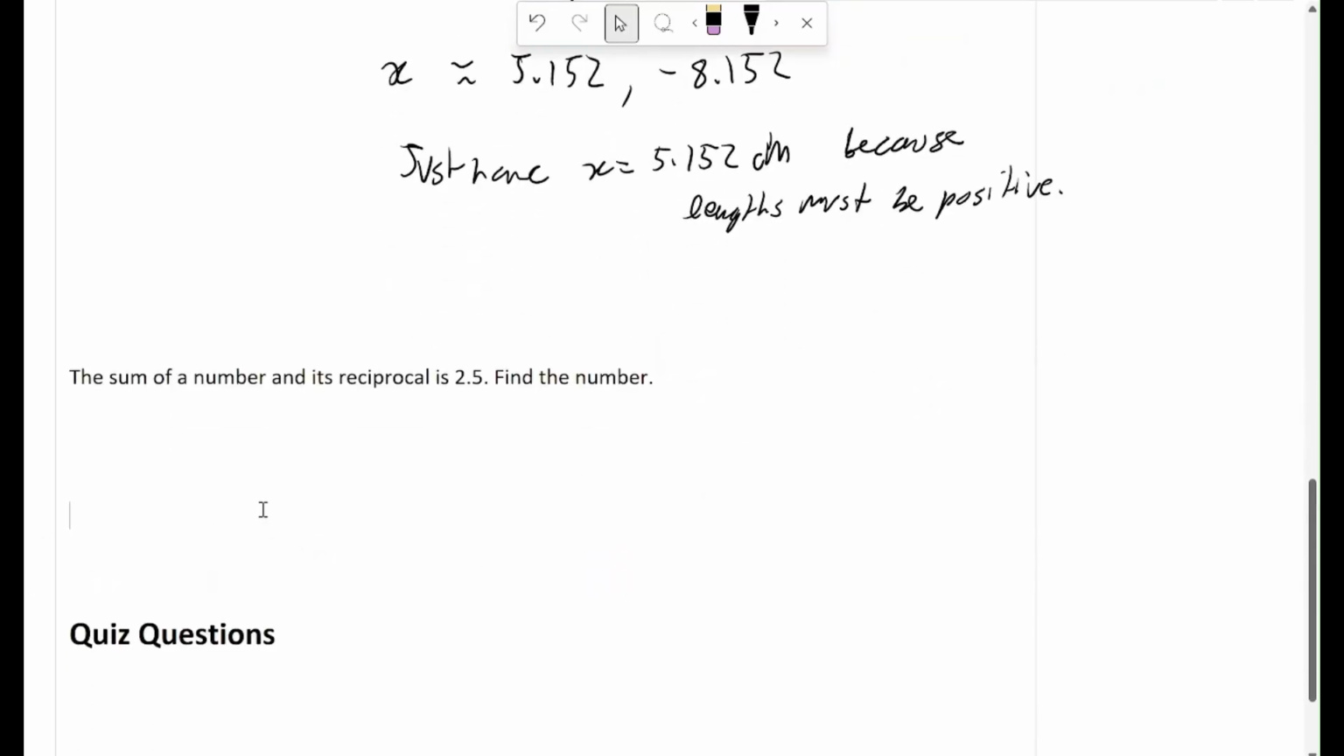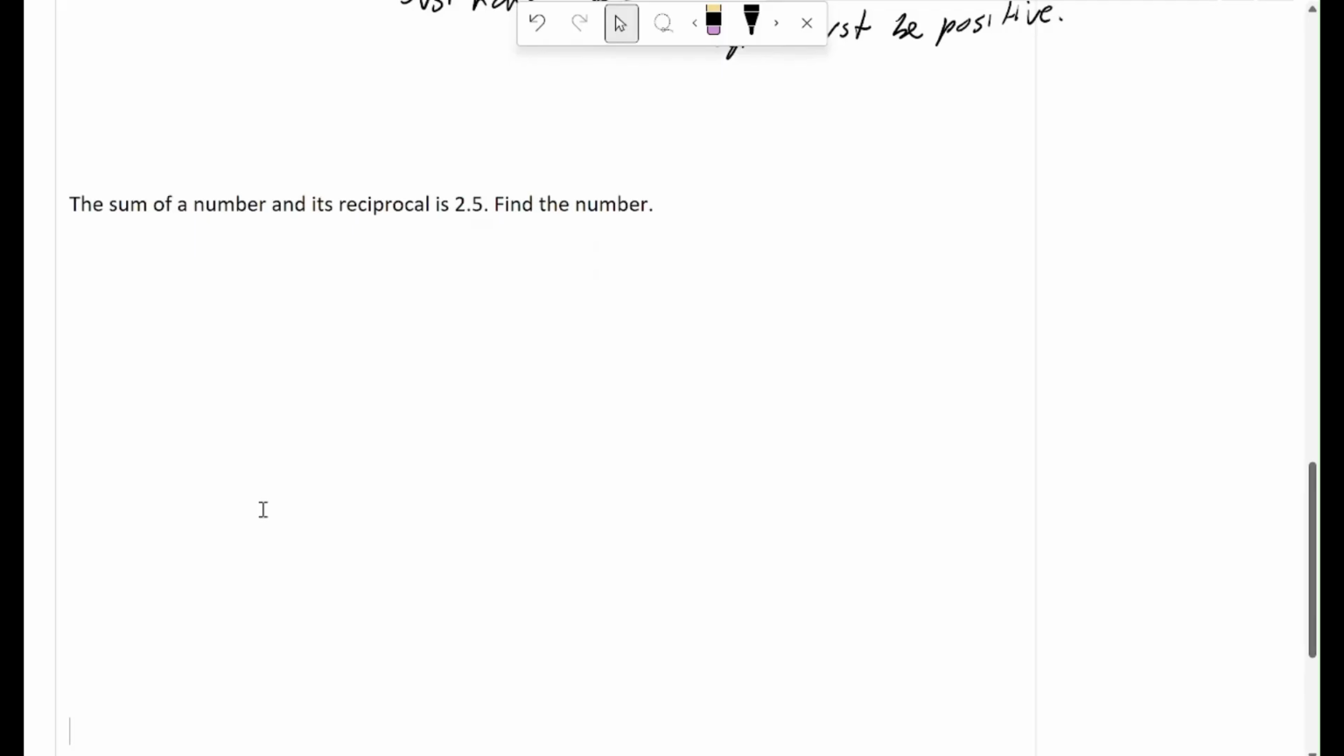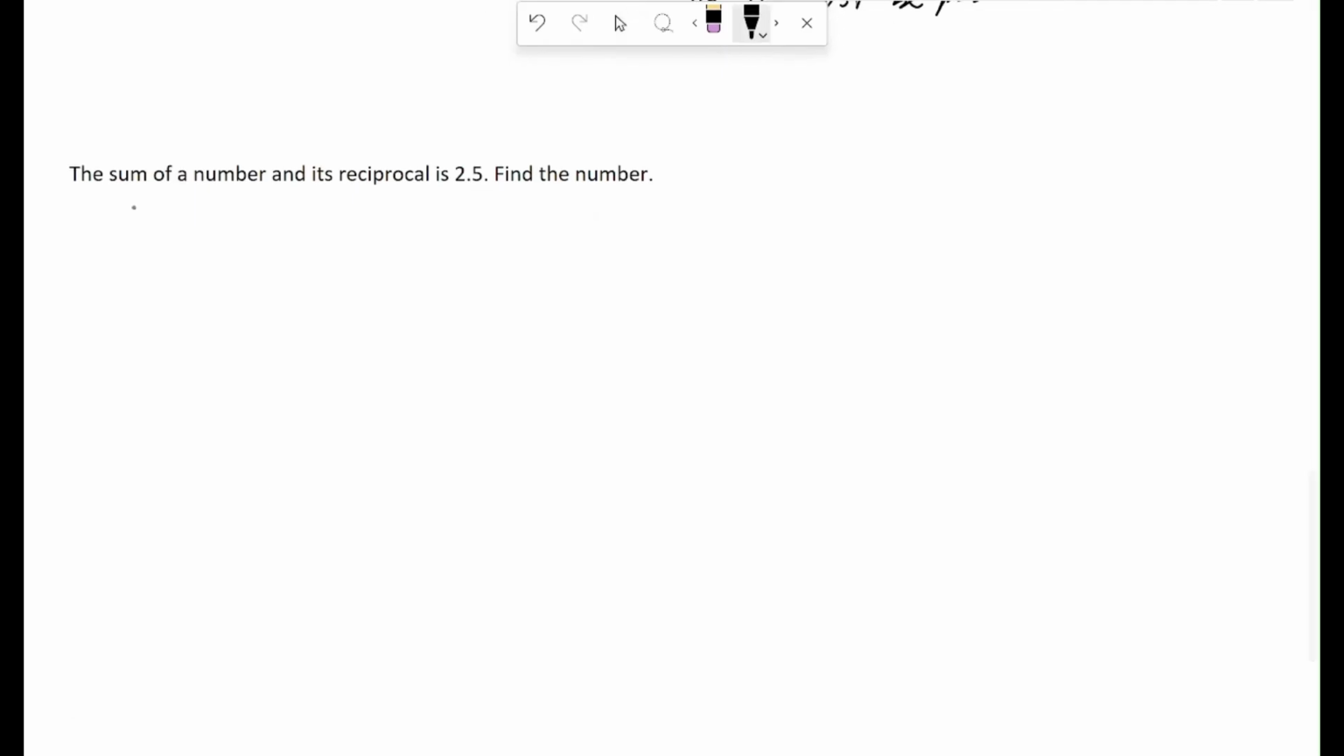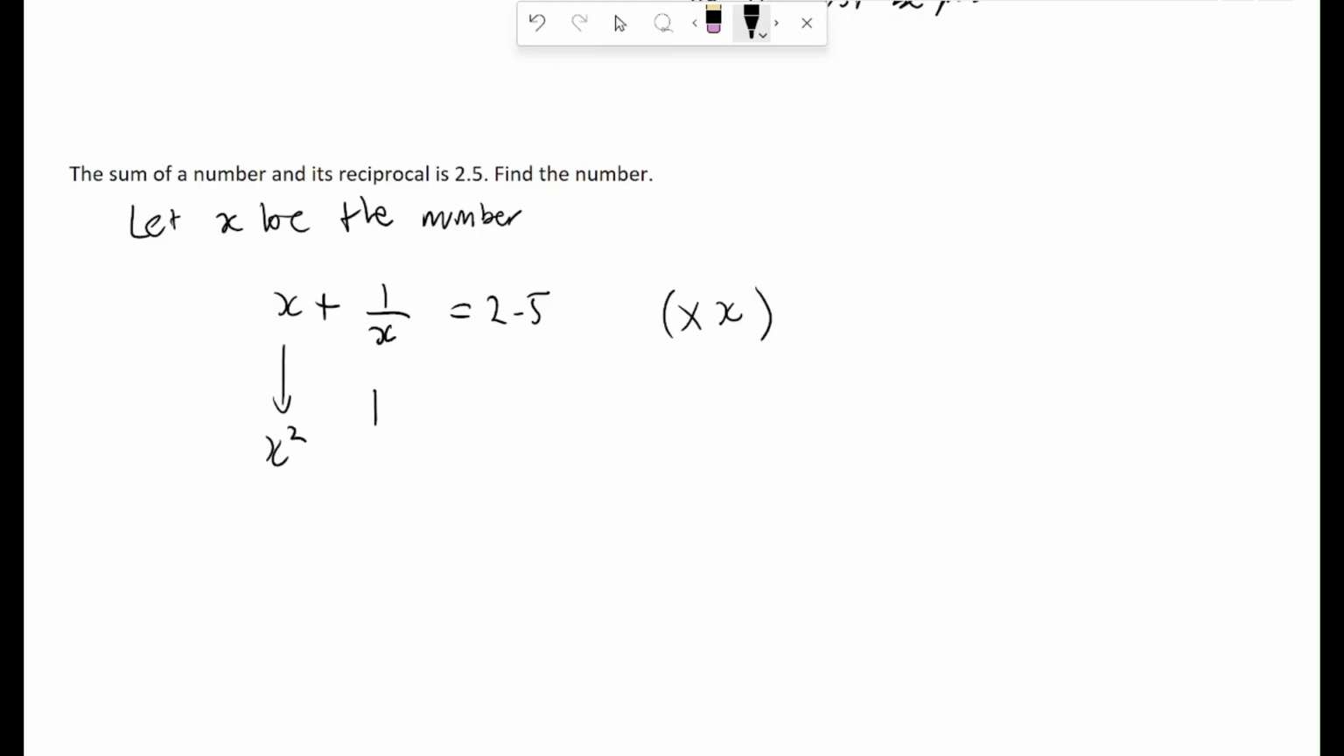The other one we're going to do today is: the sum of a number and its reciprocal being 2.5, find the number. So let x be the number. That tells us that x plus its reciprocal is 2.5. Now, you might be wondering, what is a reciprocal? Well, it's basically 1 over that number that you started with. Whenever you see a fraction like this, I want you to times by x everywhere. So this bit will become x squared. This bit will become 1, because you're getting rid of the x on the bottom. And this will become 2.5x.